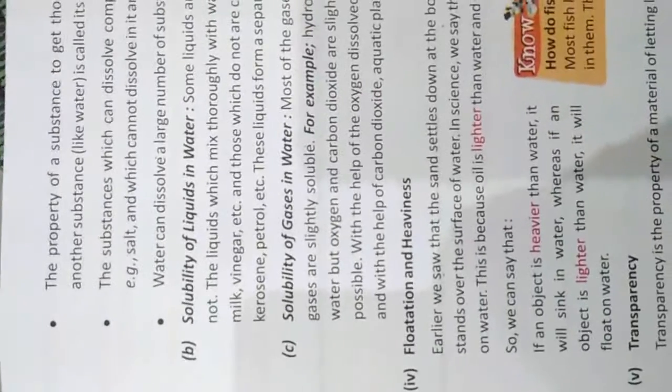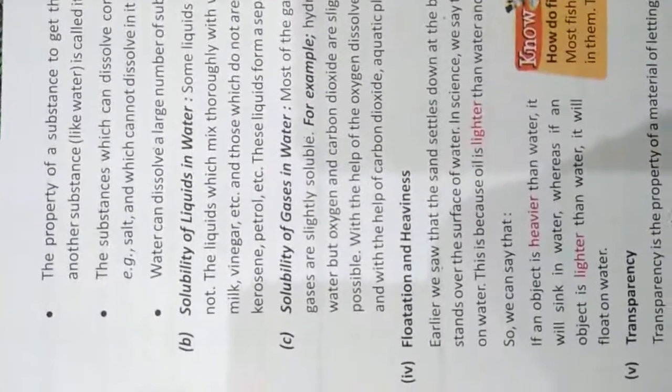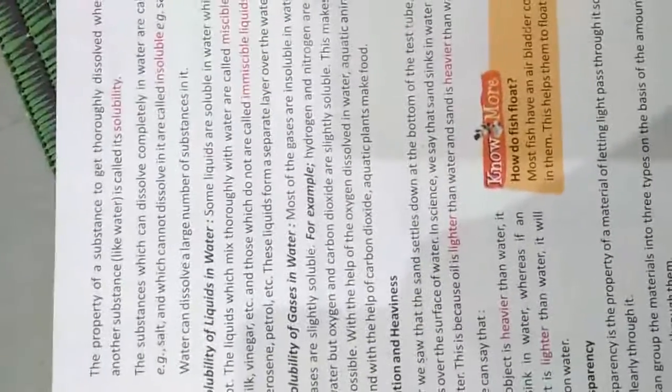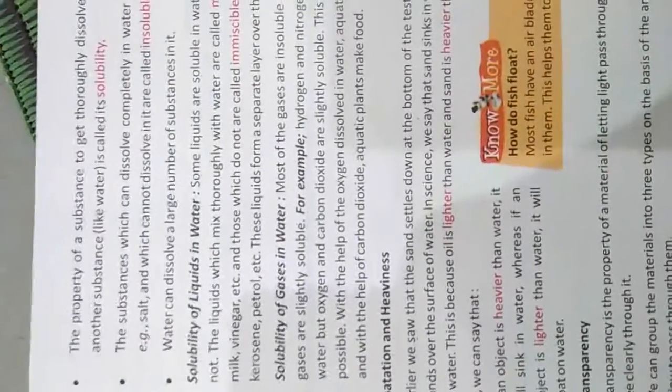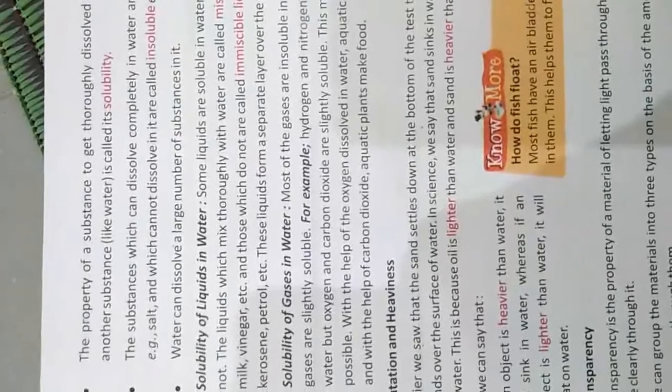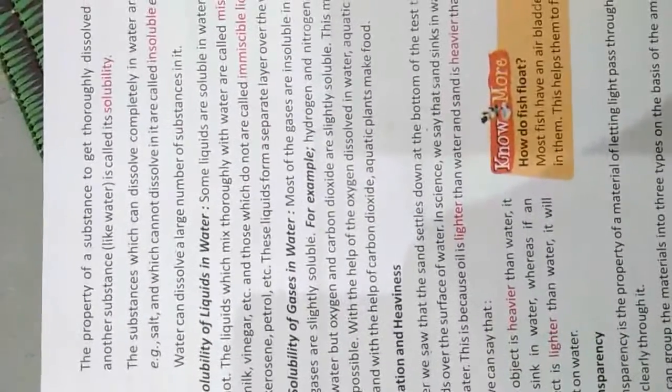So we have the other physical property, that is solubility of liquid in water. Some liquids are soluble in water while some others are not. The liquids which mix thoroughly with water are called miscible liquids, like milk, vinegar, etc., and those which do not are called immiscible liquids, such as oil, kerosene, petrol and many more, and these liquids form a separate layer over the water surface.